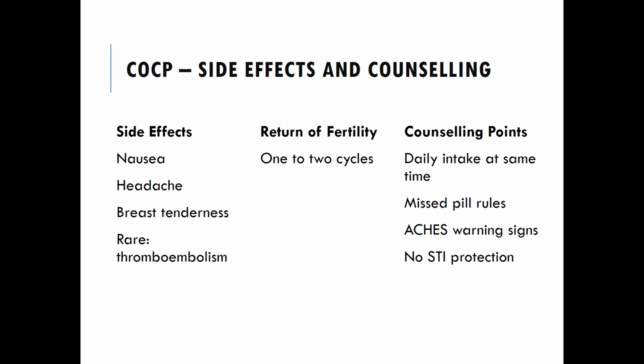Fertility returns after 1 to 2 cycles and in some, 3 months as well. So the patient should be concerned about daily intake at the same time, usually at night because it has the side effect of nausea. Missed pill rules as well, because it's taken for 21 days and then skipped for 7 days. And then the warning signs of ACHES. It means that it has the side effects of causing pain in head, eyes, chest, abdomen, and legs. And there is no protection for STIs, that is sexually transmitted infections.